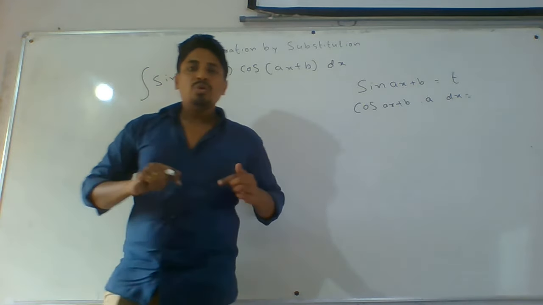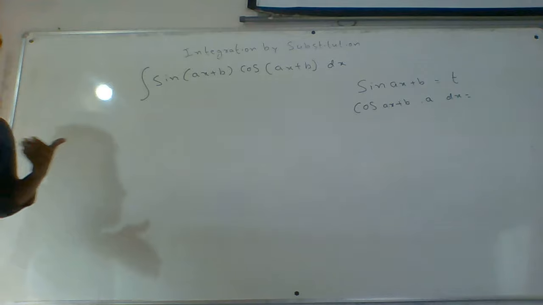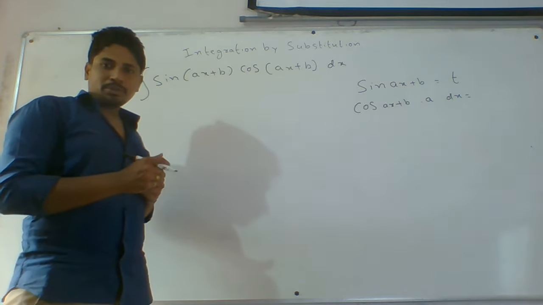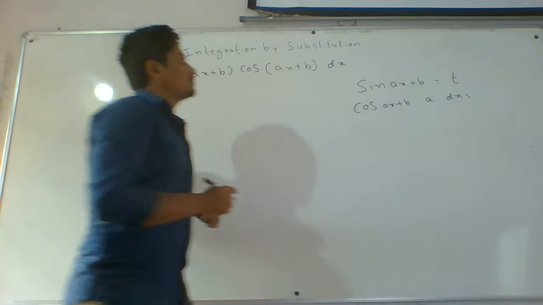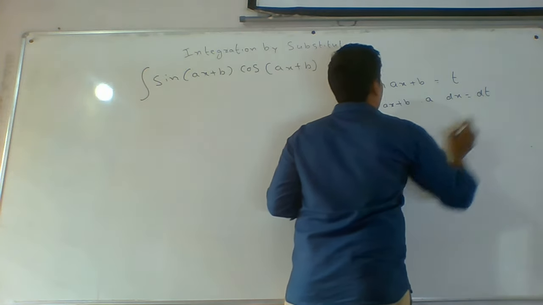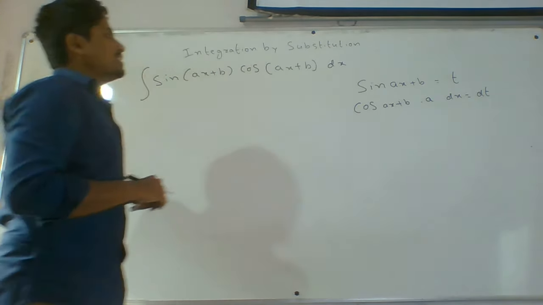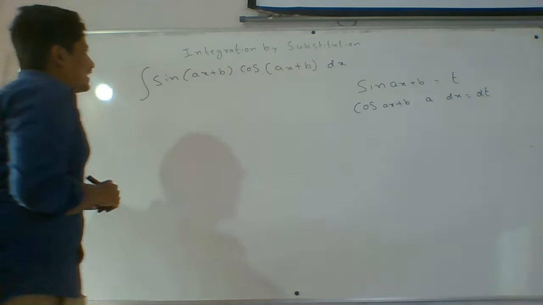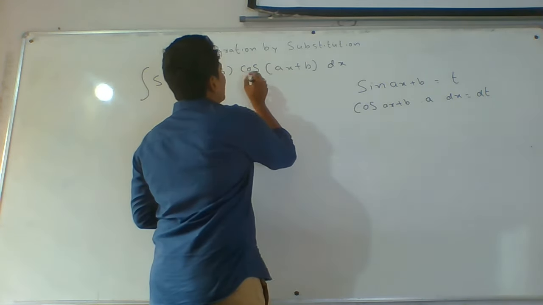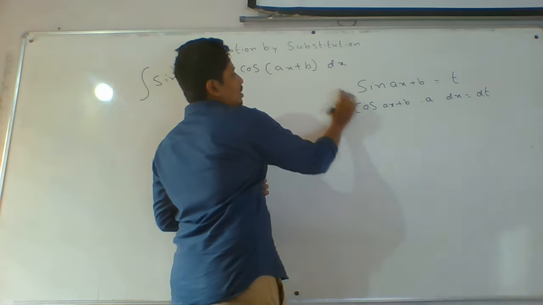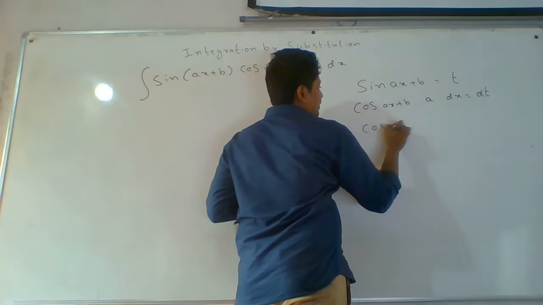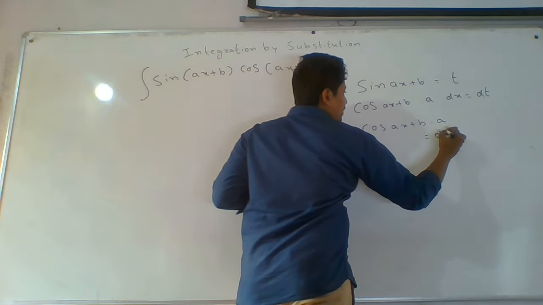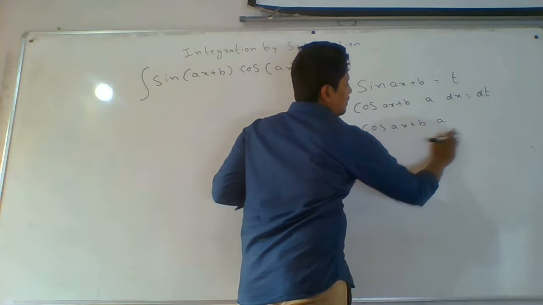Here we are differentiating with respect to the variable. If it is a function in terms of x, you have to put dx. If it is a function in terms of t, you have to put dt. It equals dt. What is the derivative of sine ax plus b? It is cos ax plus b into the derivative of ax plus b. It is a into dx equals dt. What we require here is only cos ax plus b into dx. If you put that aside, what will be on that side? It is dt by a.